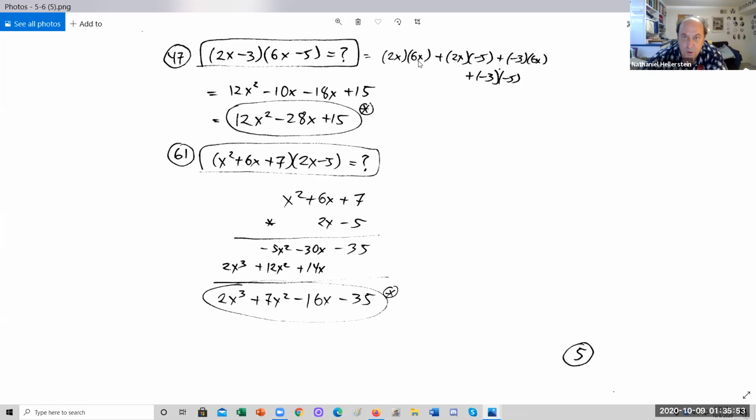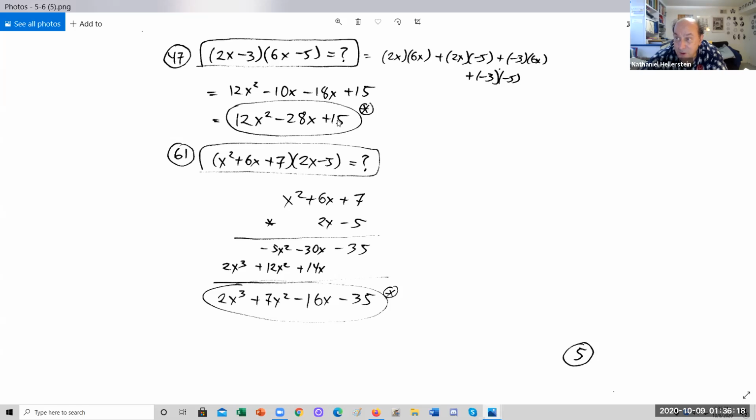So first term, 2x times 6x is 12x squared. 2x times minus 5 is minus 10x. Minus 3 times 6x is minus 18x. And minus 3 times minus 5 is 15. And again, these two middle terms are like terms. We combine them. Negative 10 plus negative 18 is negative 28. So 12x squared minus 28x plus 15.